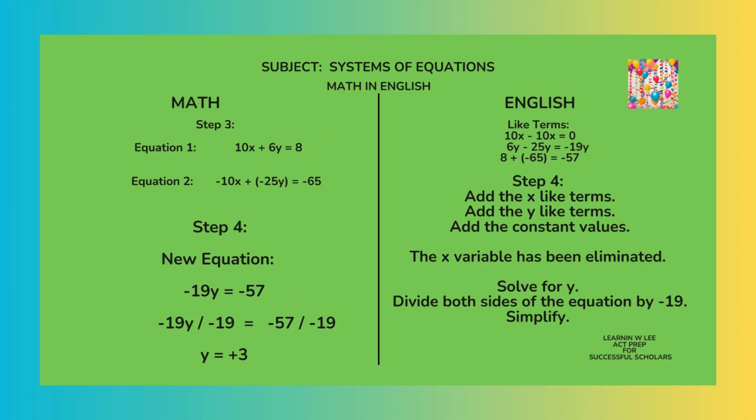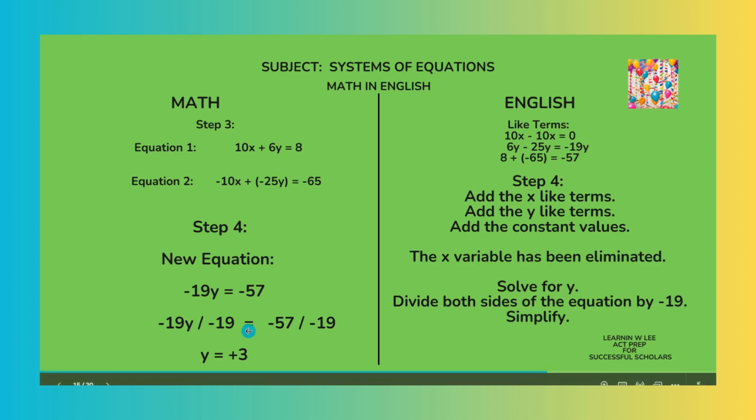So we're going to take a blast to the past and use our inverse operations or opposite operations to remove our negative 19 from that left side of the equation so y can be all by itself. So we divide negative 19y by negative 19 on this left side of the equal sign, and negative 57 is divided by negative 19 on the right side of the equal sign. And again, knowing our rules of dividing two negative values, our final answer will be positive, and our y variable is equal to positive 3.